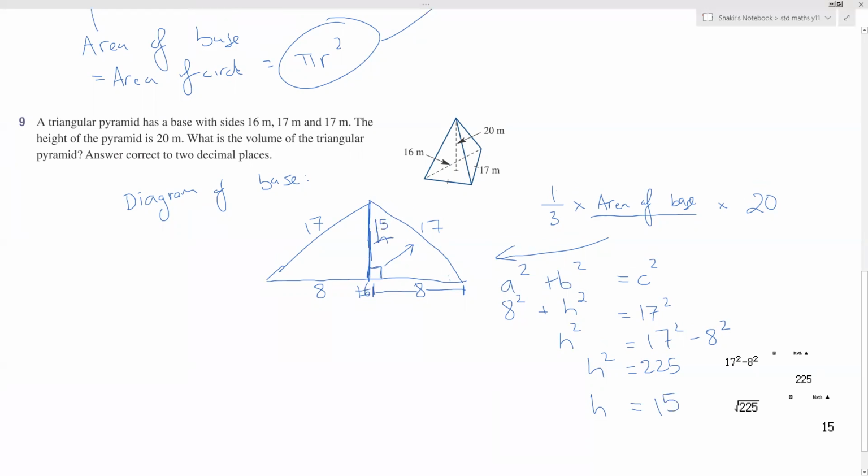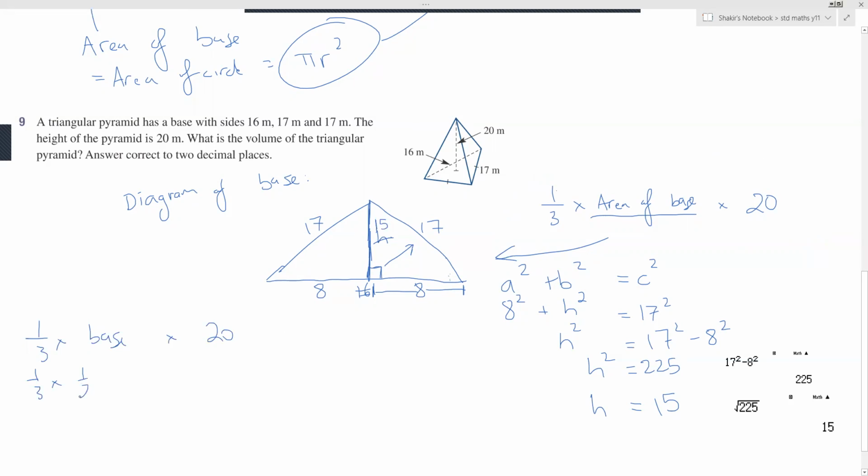Now that I know the height of this triangle, and I know the base of the triangle is 16, I can come back to here and figure out the area of the base. What's the area of the base going to be? I'm just going to continue my working out over here. So a third times the base area times 20 is what I'm after. The base area is half times the base, which is 16, times the height, which is 15, of that particular triangle, multiplied by 20.